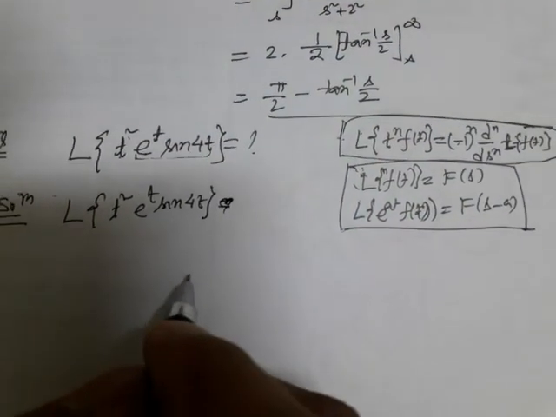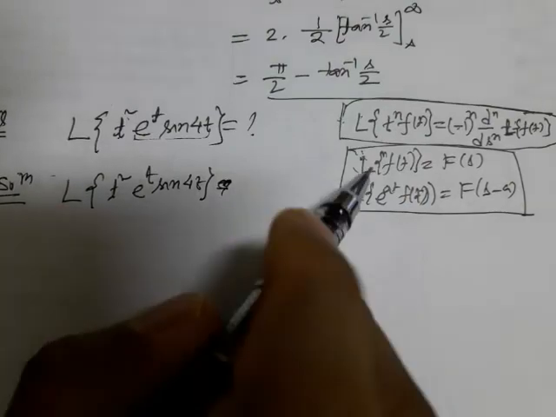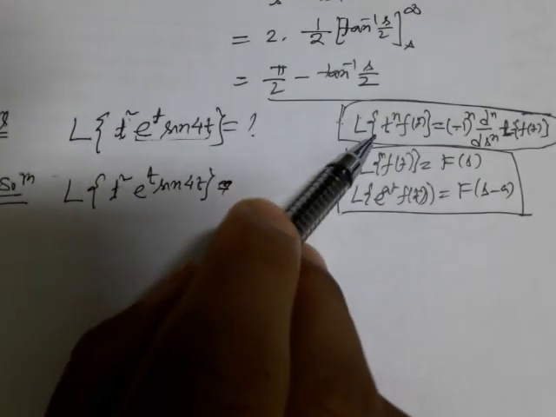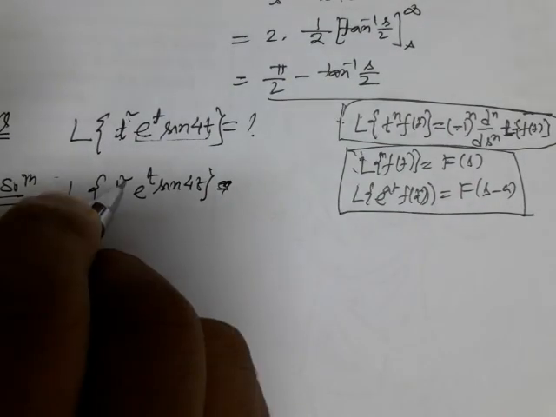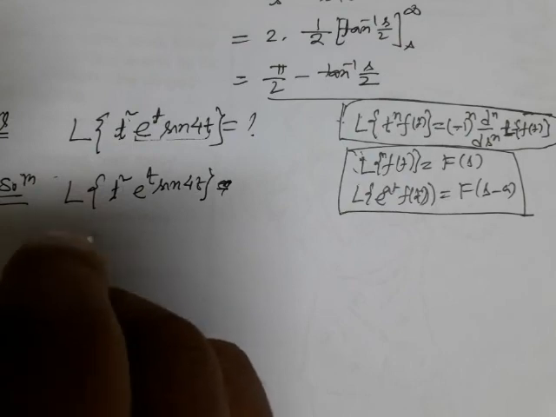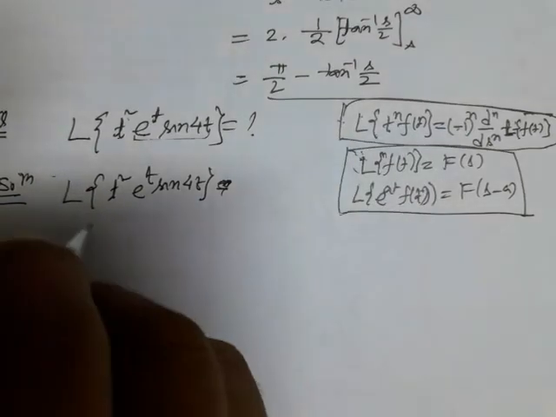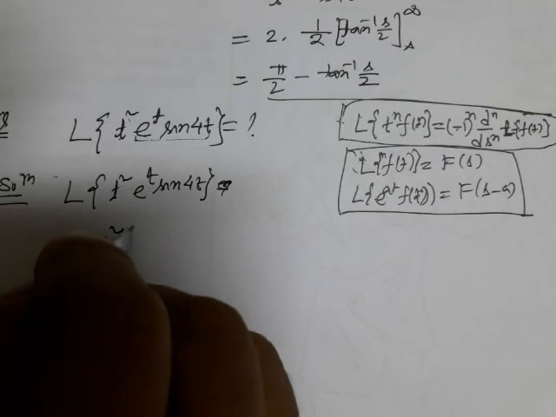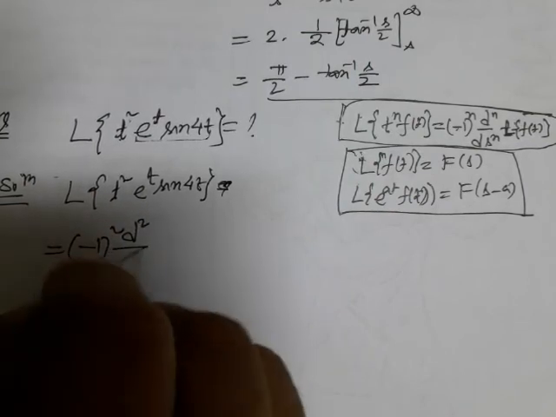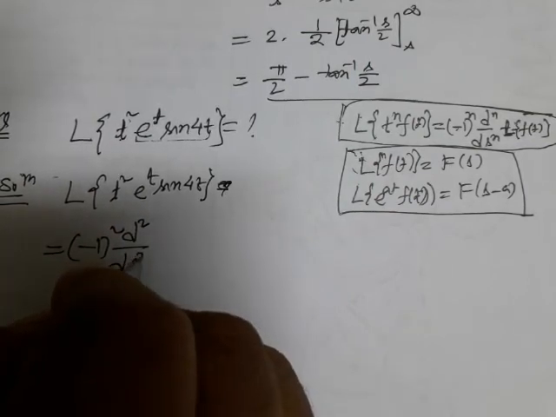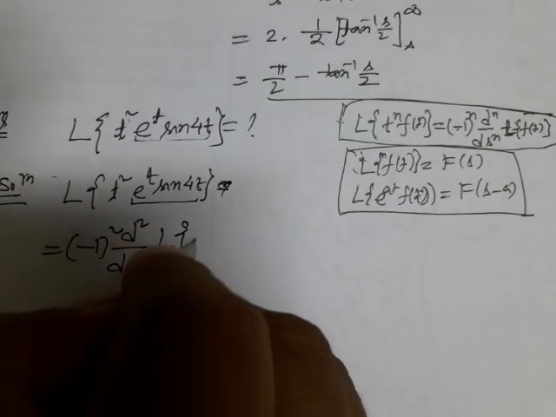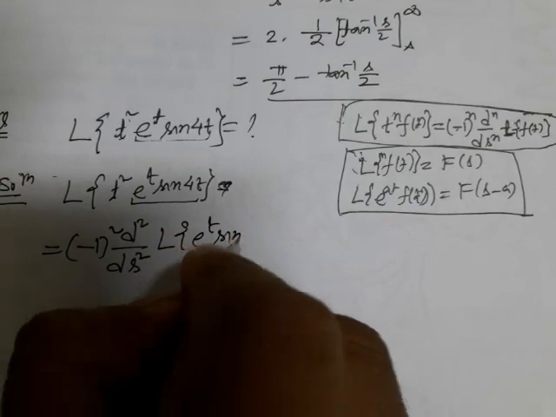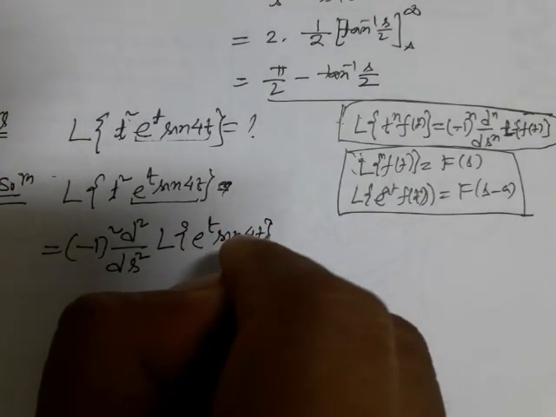Okay, so now see here. So we are going to use this formula first. Okay, we are going to use this formula first. So what I have to write here? So what is the power of t? The power of t is 2. Okay, so here see minus 1 whole square d 2 ds 2 L of, so this whole will be f of t, e to the power t sine of 4t.